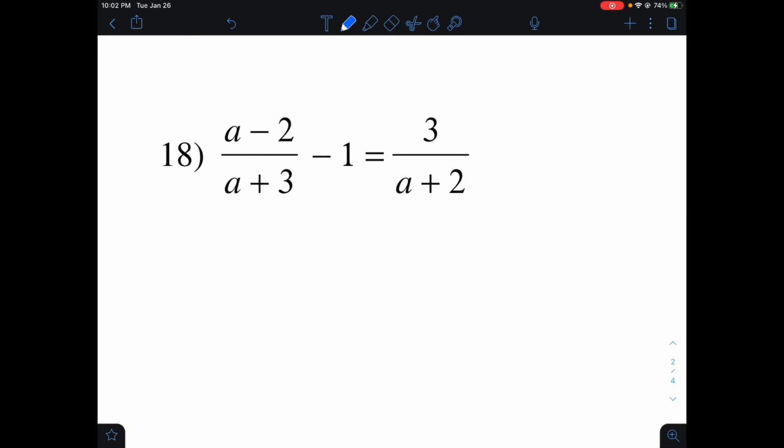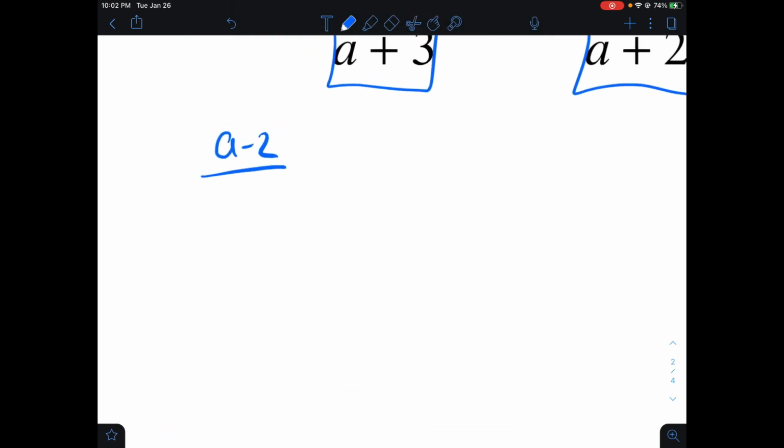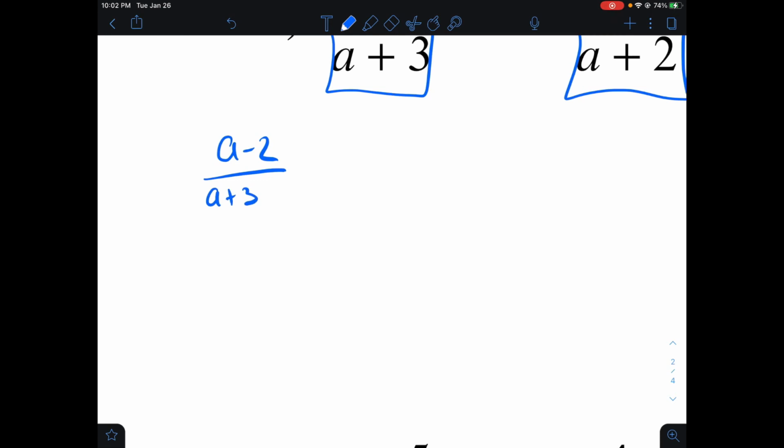Again, we have to try and get a common denominator. This first guy has an a plus 3. What is he missing? He's missing the a plus 2. So we're going to multiply this guy, a minus 2 over a plus 3, by a plus 2.